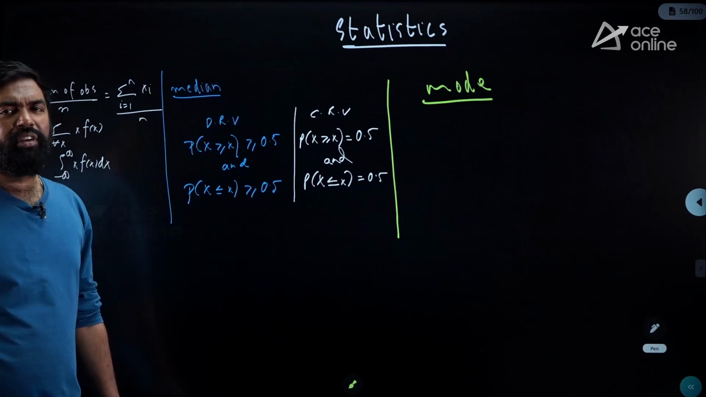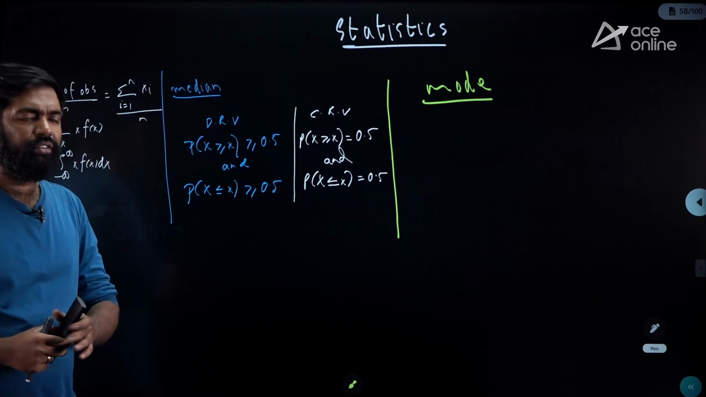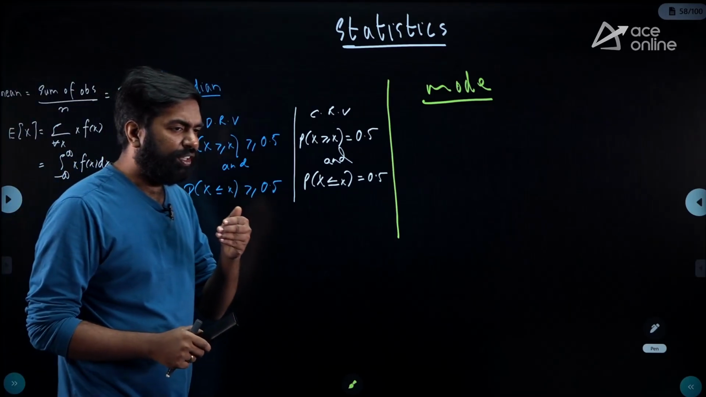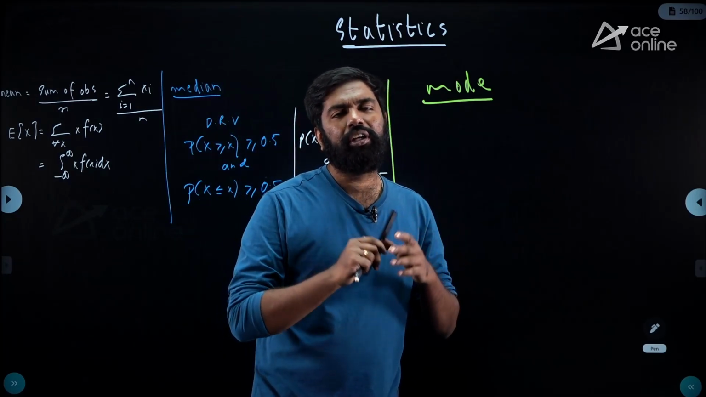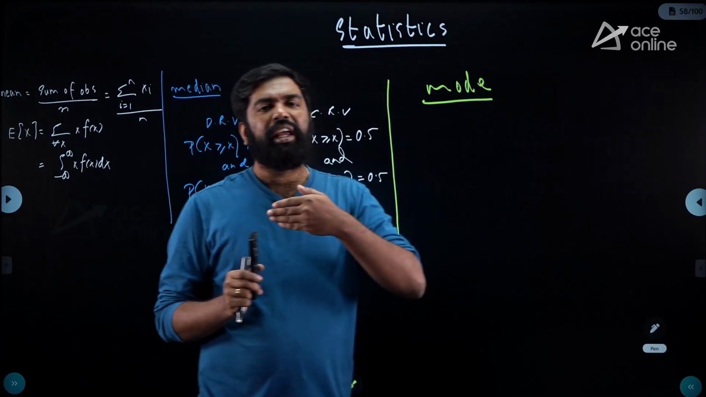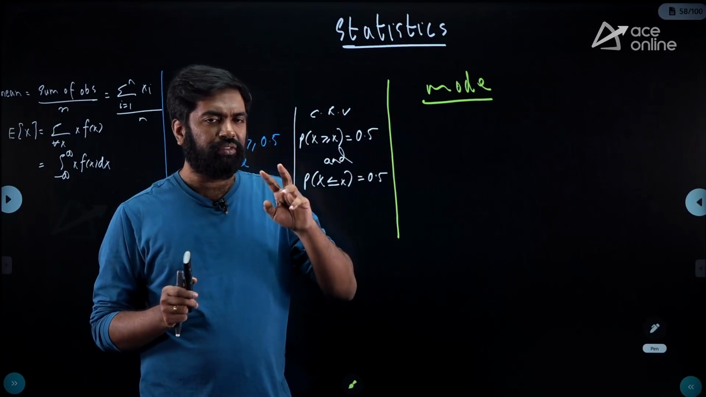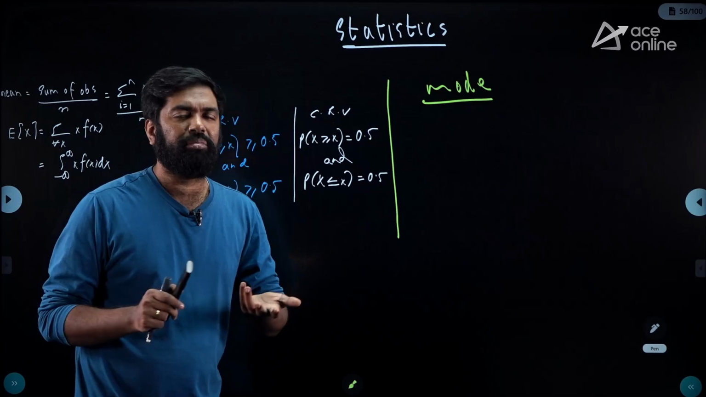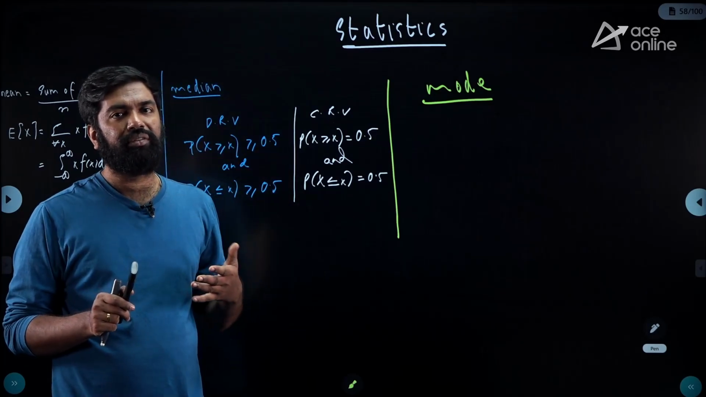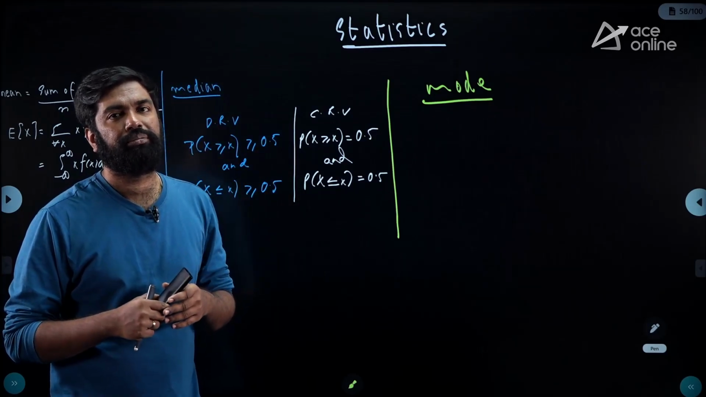If a discrete random variable is given, then you will check for the maximum probability, and the corresponding observation will be called the mode. So here x will take a lot of values, you will see which is the largest probability and the corresponding observation. The corresponding observation with the largest probability is called the mode.